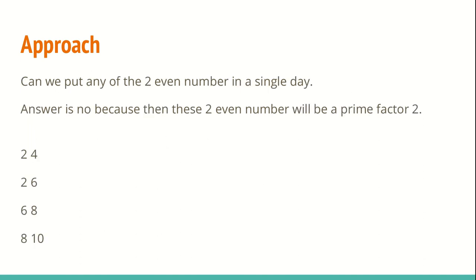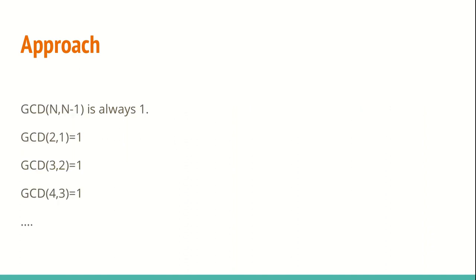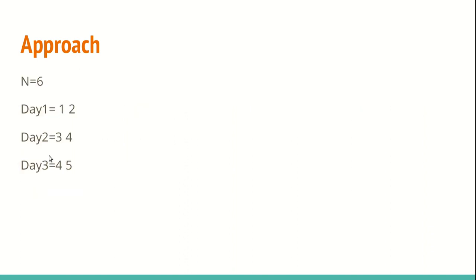Why? Because earlier the constraint was to put all the even numbers on different days. So I'll put all the even numbers on different days, so there will be n by 2 days to take all the even numbers on different days, and also I'll take the previous number of that even number on that particular day. So let me show that with this example.